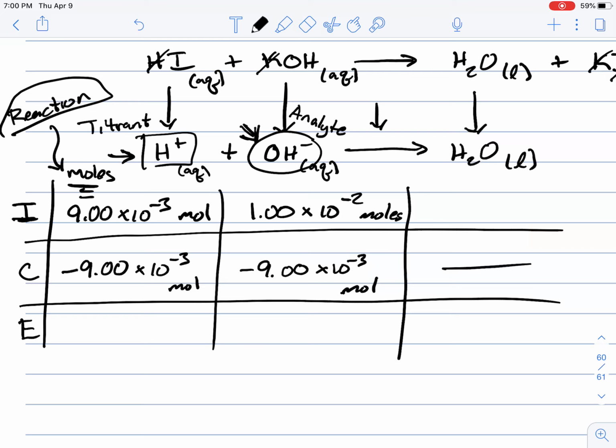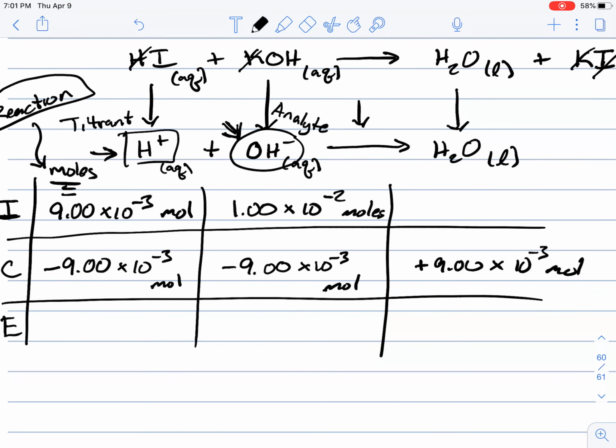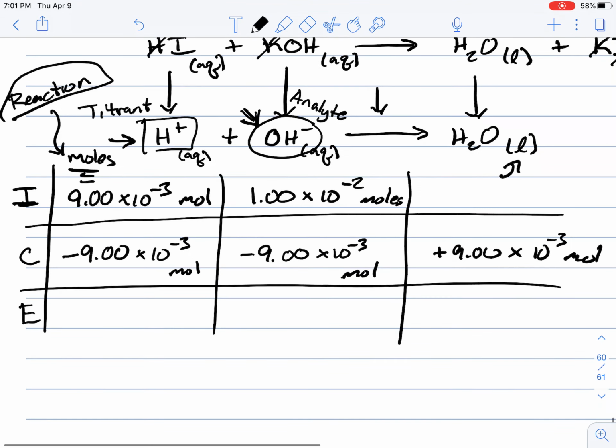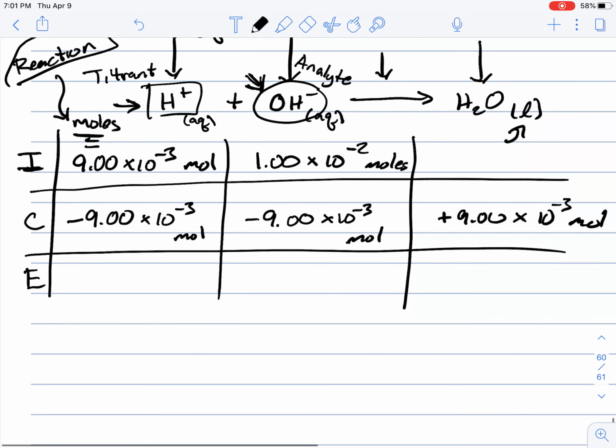All right, and so this is going to be nothing. Well, I apologize, it's not nothing. We do produce 9.00 times 10 to the negative 3 moles, but we're not really going to consider it in our calculations because water in liquid state is typically ignored in the mass action expression. But I'll just leave it there for now. So at equilibrium, it looks like we do not have any more acid.